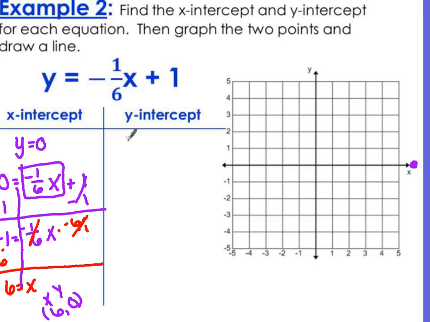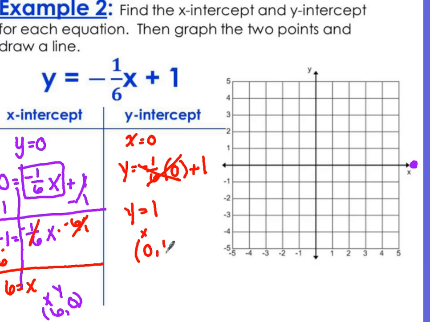And to find my y-intercept, I'm going to put 0 in for x, because it's got to sit on this line, and that's where x is 0. So I'm going to get y equals negative 1 over 6 times x, which is 0, plus 1. This goes to 0. Y equals positive 1. I'm done solving it. So I put 0 in for x. I got 1 for y. So this is the ordered pair (0, 1).